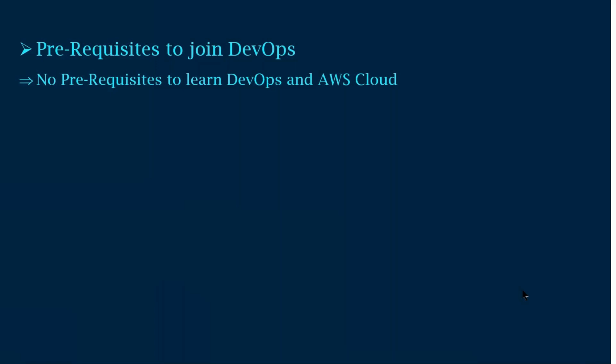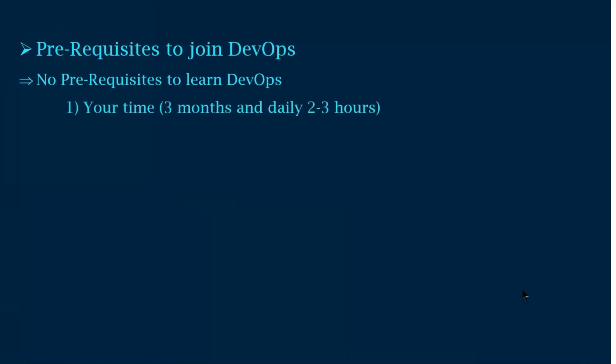Next, your time. The full course duration is 3 months, but at least 50 days you need to dedicate. The DevOps course is 50 days only. You need to spend time, daily 2 to 3 hours, so that you can easily cope up in the projects.